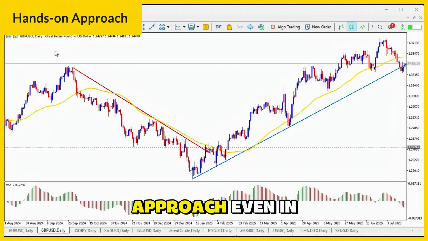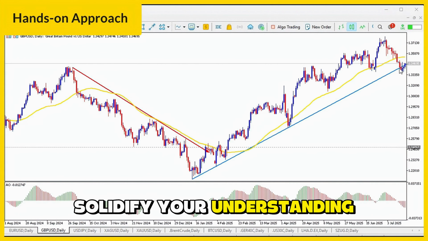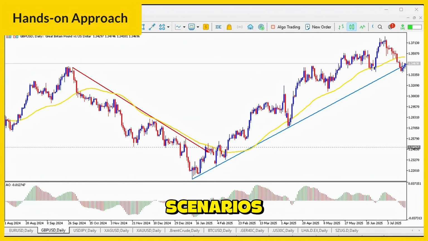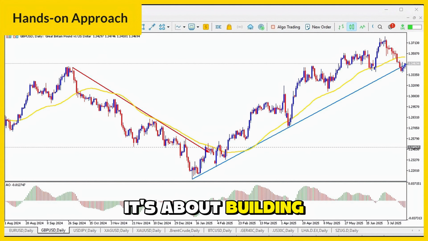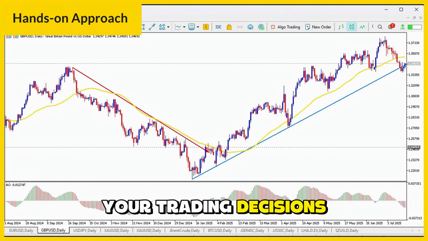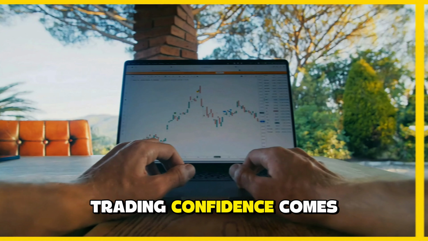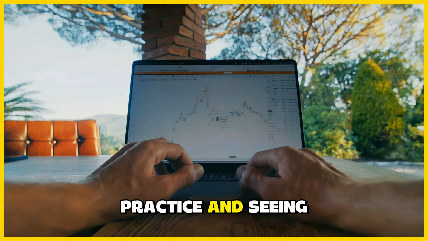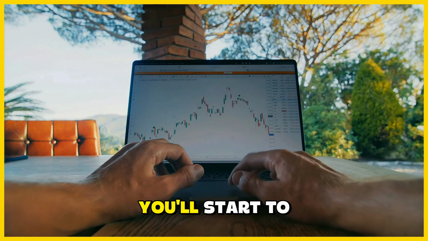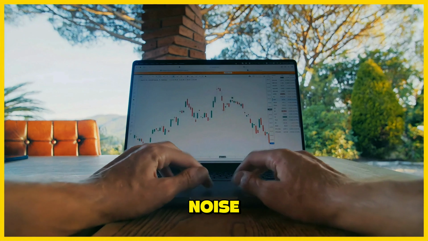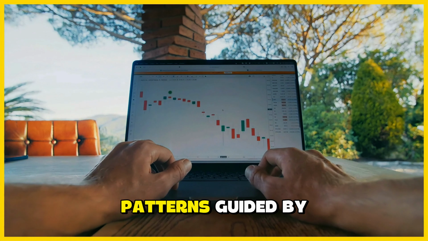This hands-on approach, even in a theoretical discussion, is designed to solidify your understanding. By visualizing these scenarios, you begin to internalize the patterns and reactions. It's about building muscle memory for your trading decisions. The aim here is to build your confidence in applying these concepts in real-time trading. Confidence comes from understanding, practice, and seeing how these tools work. You'll start to see the market not as random noise, but as a series of predictable patterns guided by trend lines.